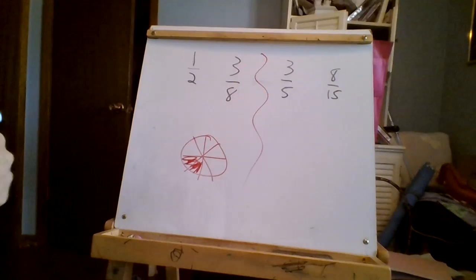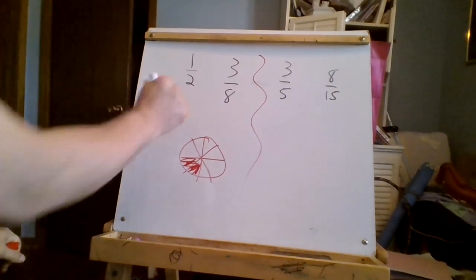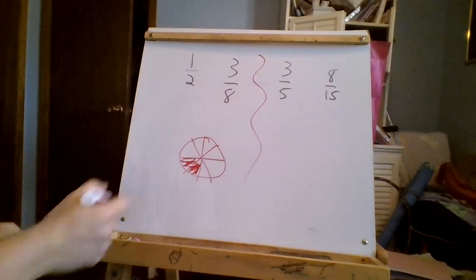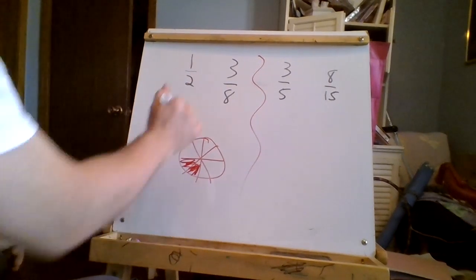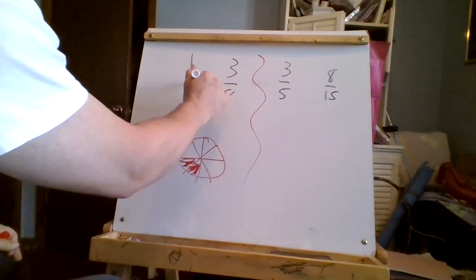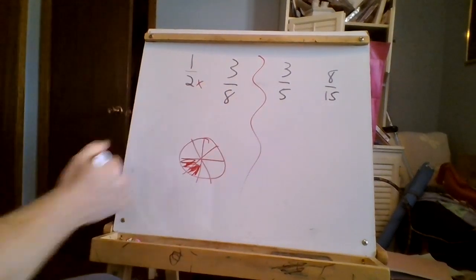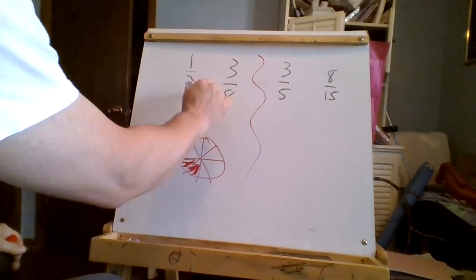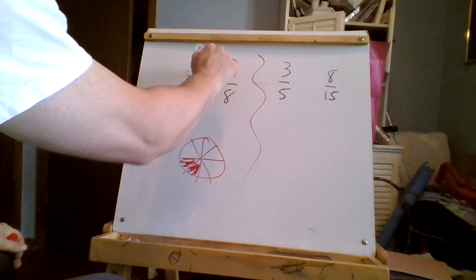Right, here's a quick mini lesson on how to do these. So if you're comparing 1/2 to 3/8, the key is to get a common denominator. So we want the 2 to be equal to the same thing as 8. In this case, we can do 2 times what number would give us 8? 2 times 4. What you do to the denominator, you do to the numerator.